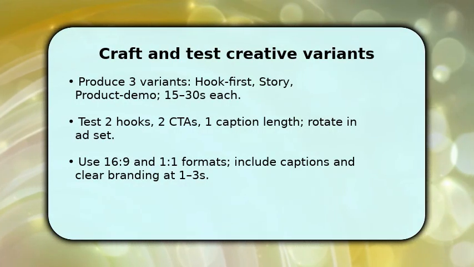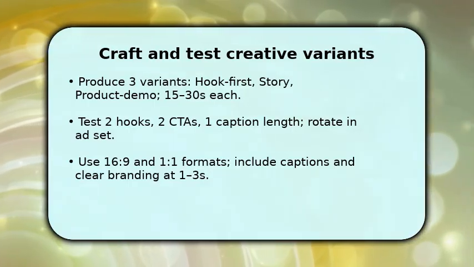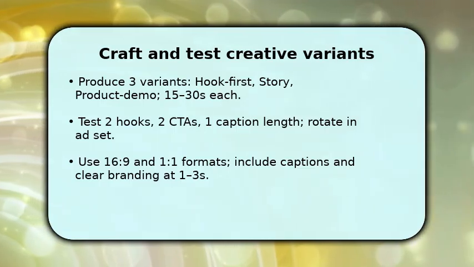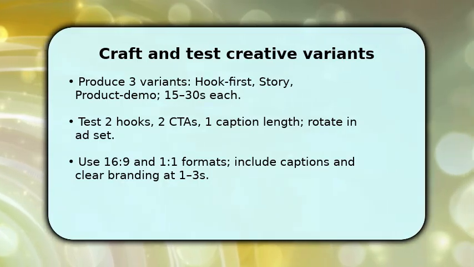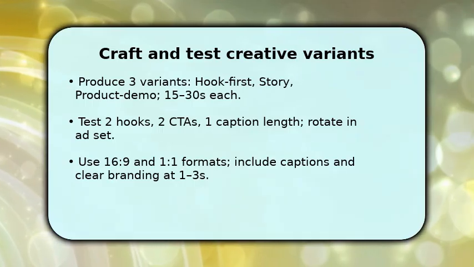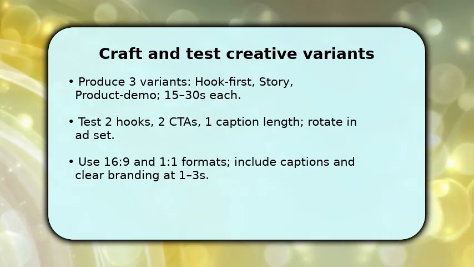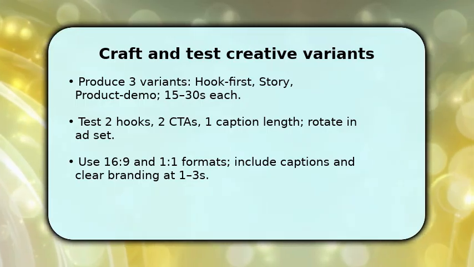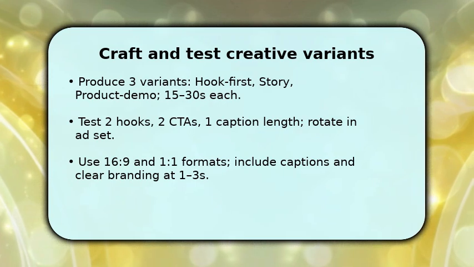Now you create and iterate creative. Start with 3 proven formats: a hook-first opener, a short story, and a product demo, each trimmed to 15-30 seconds so attention stays high. Once filmed, make 2 hook options and 2 CTAs to A/B test simultaneously within the ad set. Also render 16:9 and 1:1 aspect ratios, add captions, and place brand identity in the first 3 seconds so Facebook's autoplay doesn't bury recognition. Testing here reveals winners fast.